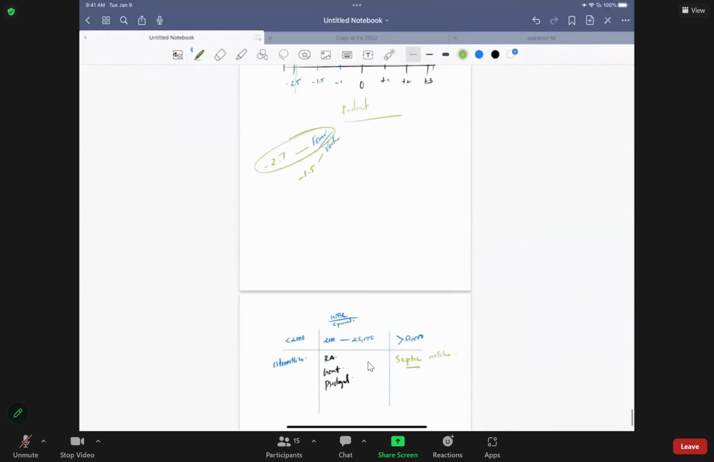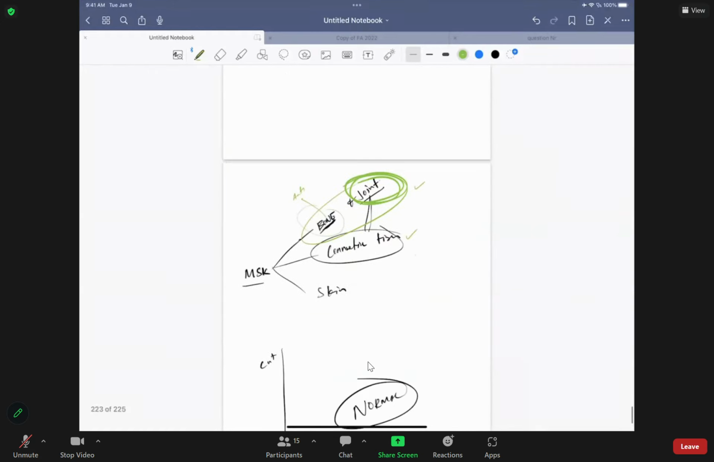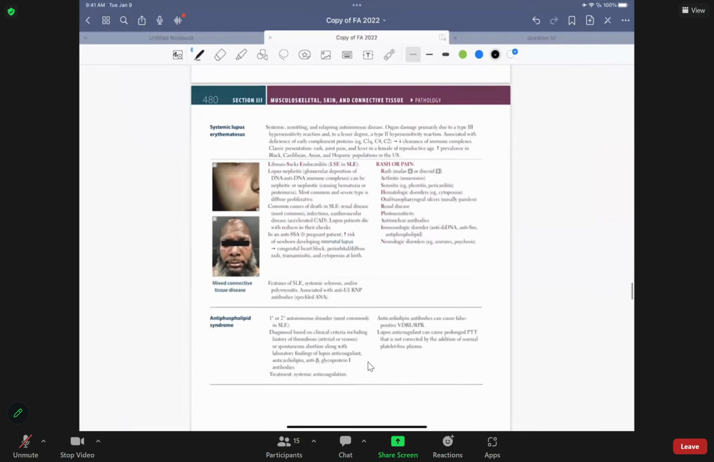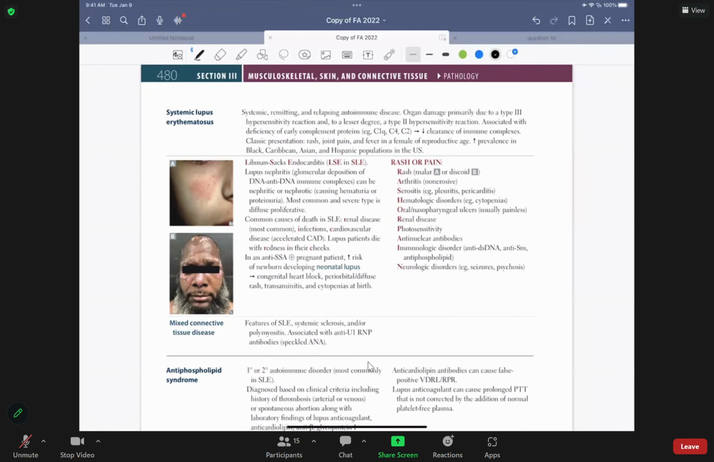Now you guys have this. Okay, let's go back here. So what we have done so far, we have completed all the joint diseases. Is that clear, folks? Now the next thing we're going to go to is connective tissue diseases. Okay. Now the first connective tissue disease we're going to talk about is SLE. These are connective tissue disorders.